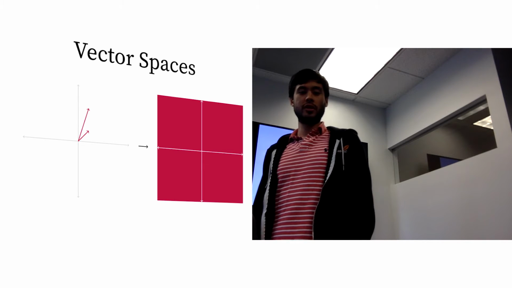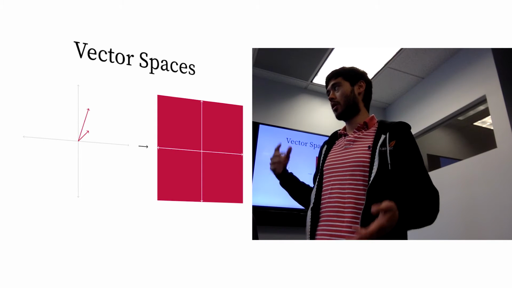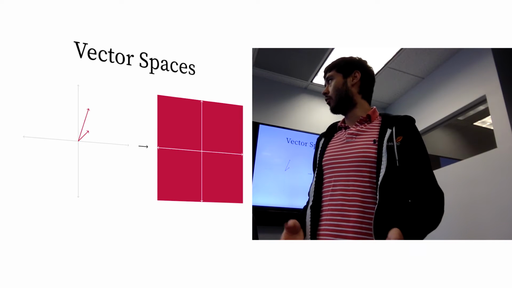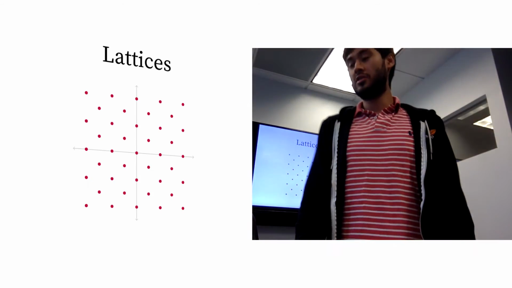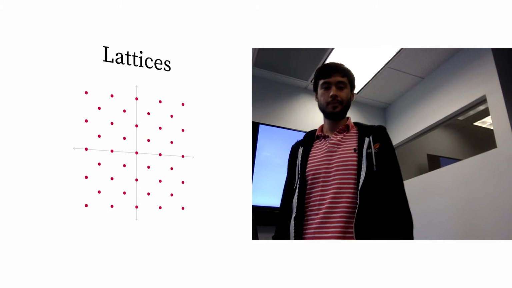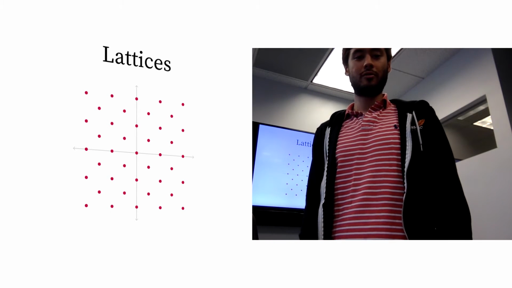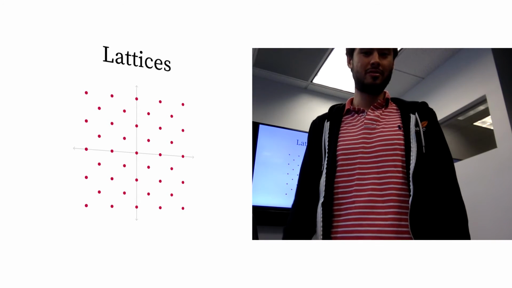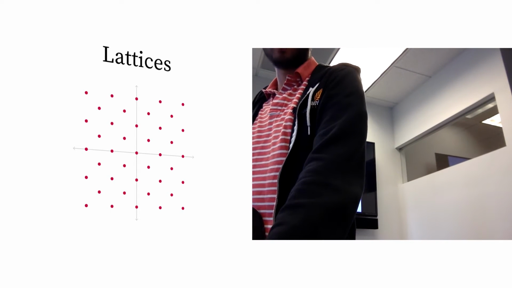So now imagine that you can only multiply your vectors by integers: 1, 2, 3, minus 1, minus 2, 0. What you get is not a continuous space like that. What you get is a discrete space made only with points in space. And this is a lattice. So if you didn't know what a lattice was before, well, it's pretty simple. That's just a lattice.